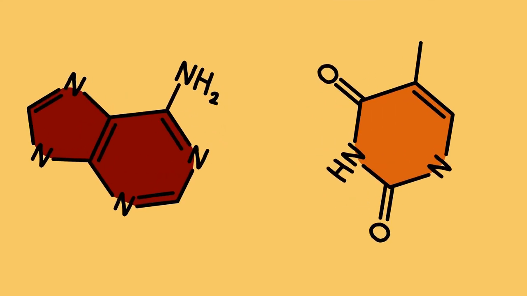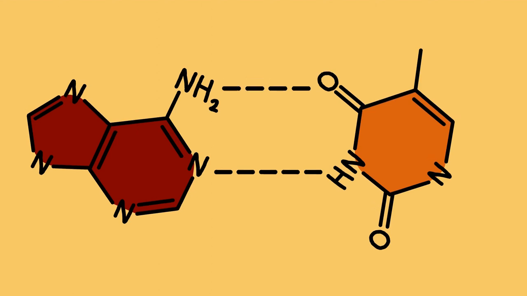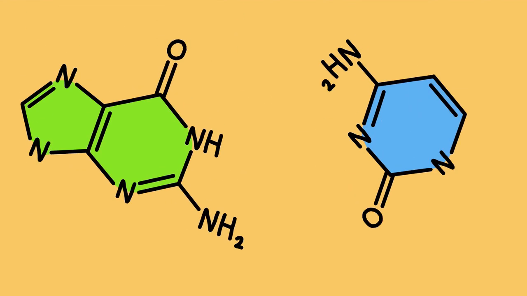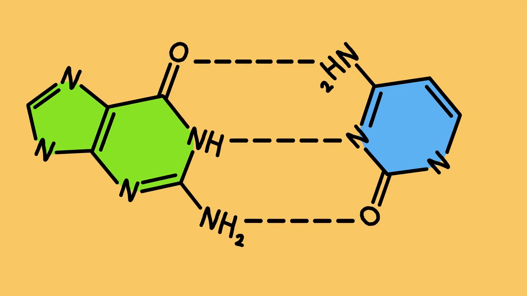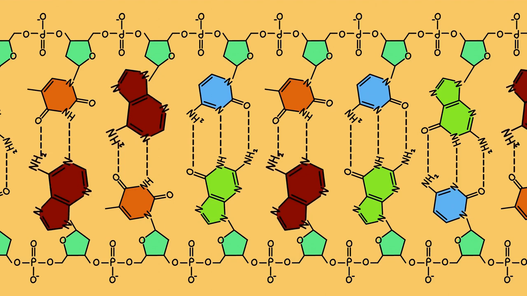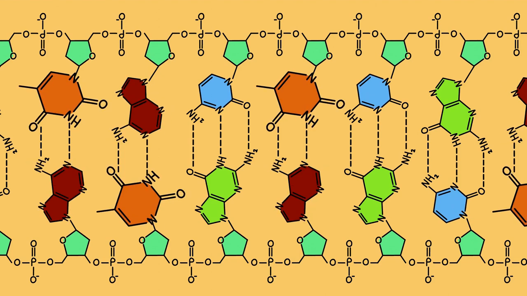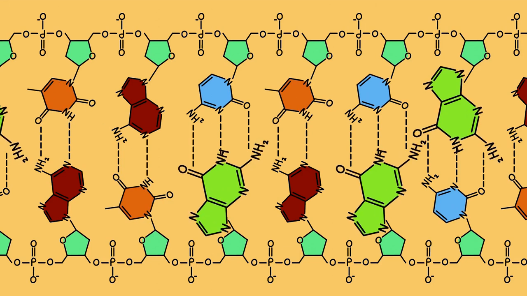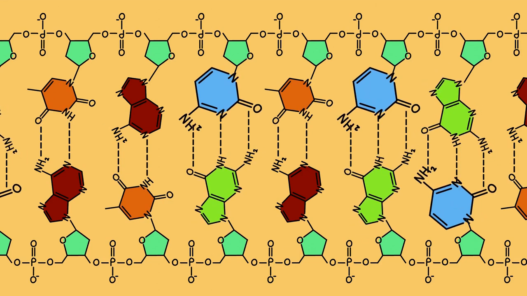Adenine and thymine each have two hydrogen bonding sites available, so adenine will only pair with thymine, held together by two hydrogen bonds. Whereas guanine and cytosine each have three hydrogen bonding sites available, so guanine will only pair with cytosine, held together by three hydrogen bonds. In each DNA molecule, the number of adenine bases equals the number of thymine bases, and the number of guanine bases equals the number of cytosine bases.